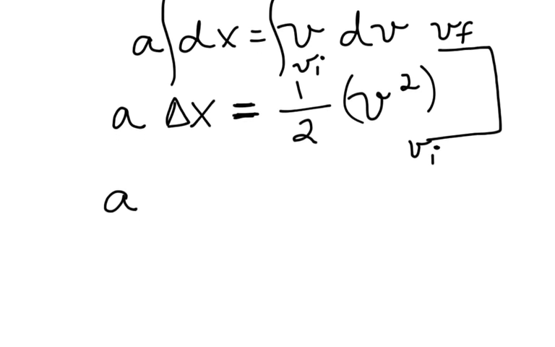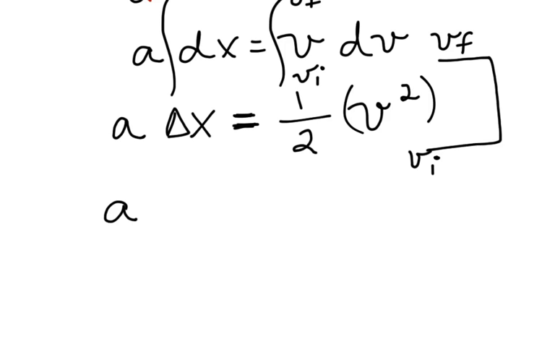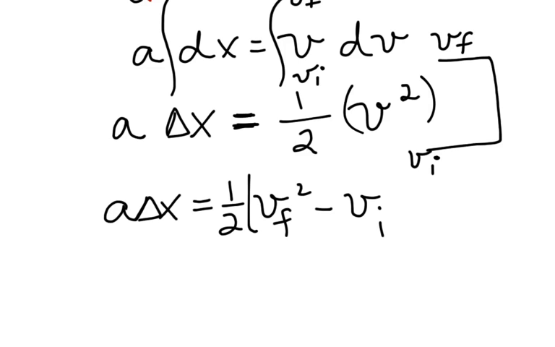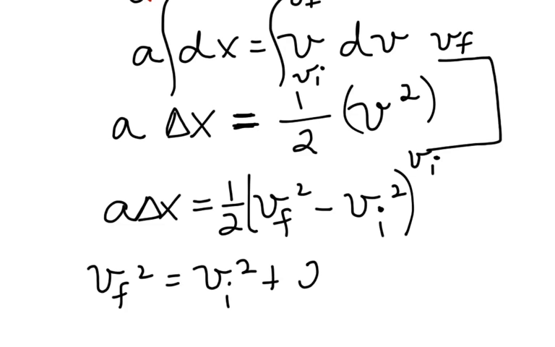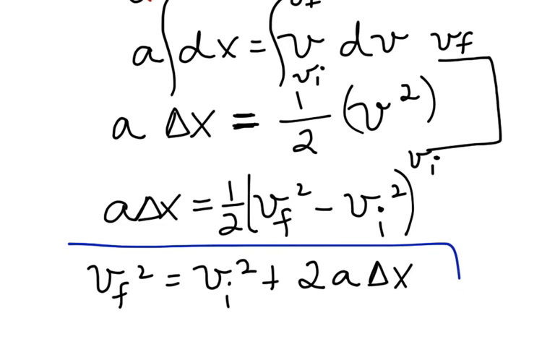So I have a delta x is equal to 1/2 times the quantity of v final squared minus v initial squared. Solving this equation for v final squared, I get it's equal to v initial squared plus 2a delta x. Here it is. Nice.